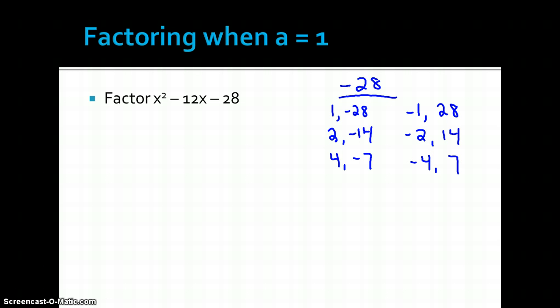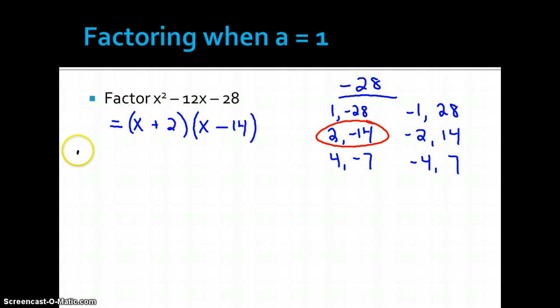Now, any of those that I can use to combine to give me negative 12, I'm going to use, and that, in this case, is 2 and negative 14. So when we factor this, I rewrite it with my two sets of parentheses. Since the number in front of x squared is 1, a is 1, I just have x and x. I have positive 2, so I'll have plus 2, and I have minus 14. So to me, that is factoring this. This would be your answer.